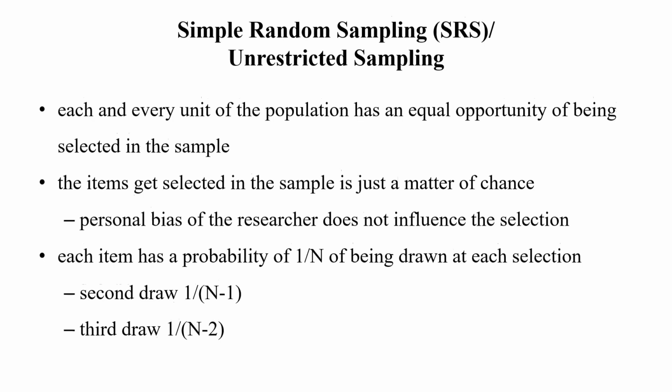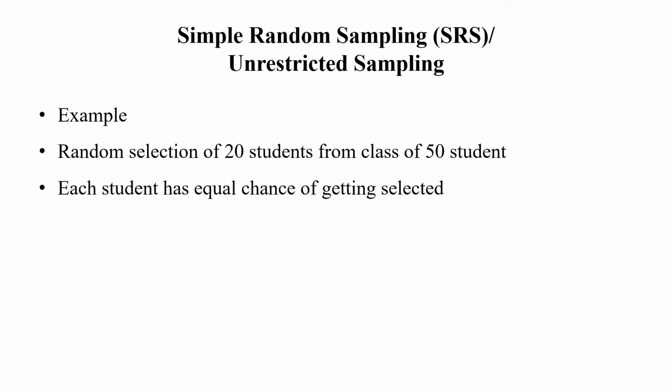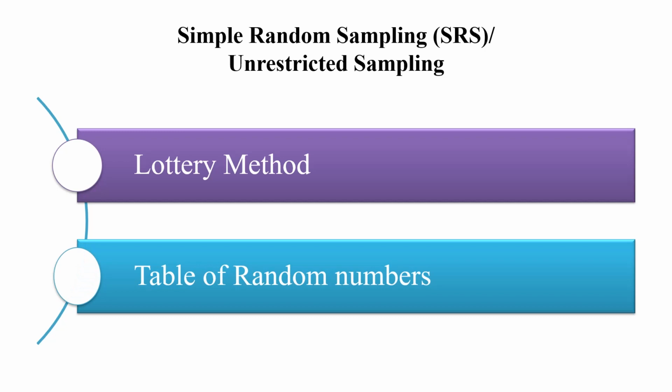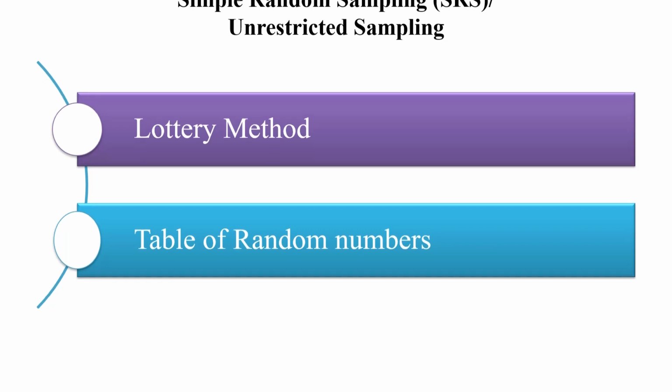So it goes on. For example, in a random sample, 20 students have to be selected from 50 students, which means each student has to be given an equal chance. The probability of selection here is 1/50. So there are two methods through which we can select this simple random sample. One is the lottery method, another one is the table of random numbers.